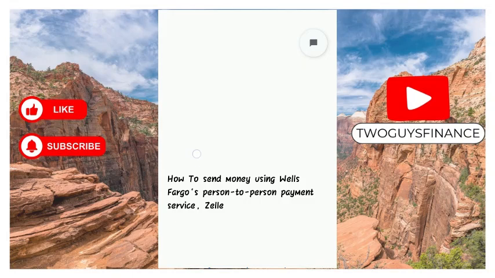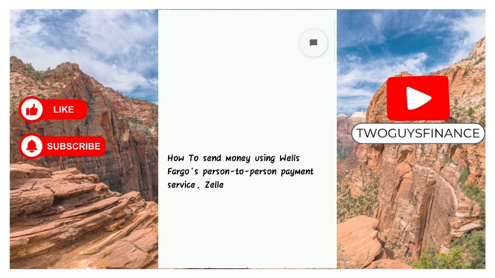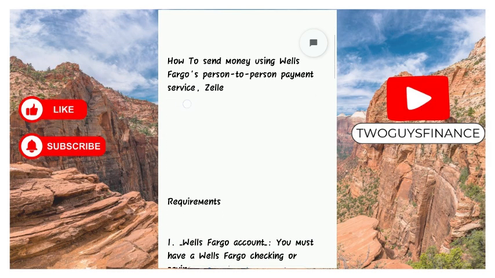And today I'm going to show you how to send money using Wells Fargo's person-to-person payment service, which is Zelle. Now let's get straight into the video.